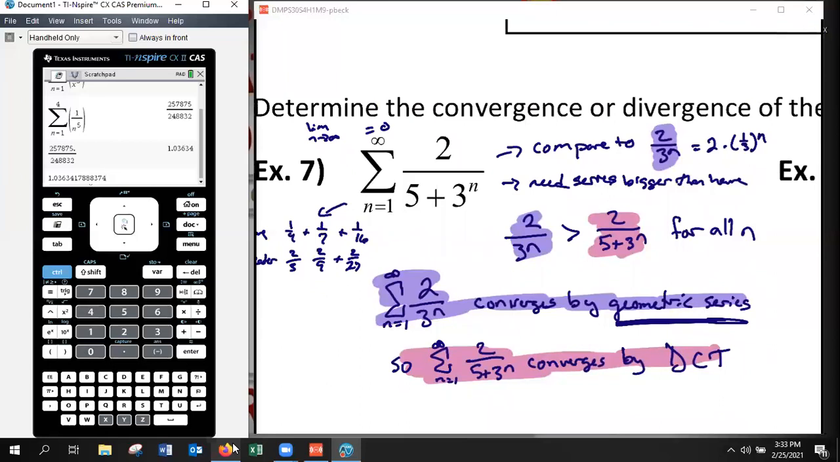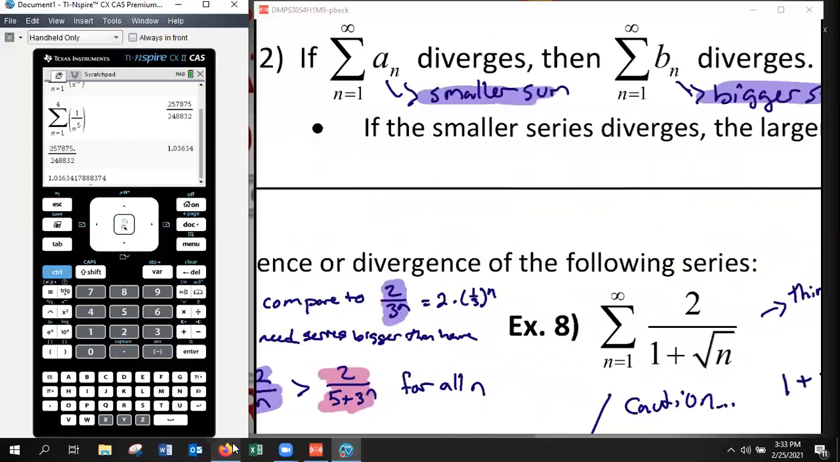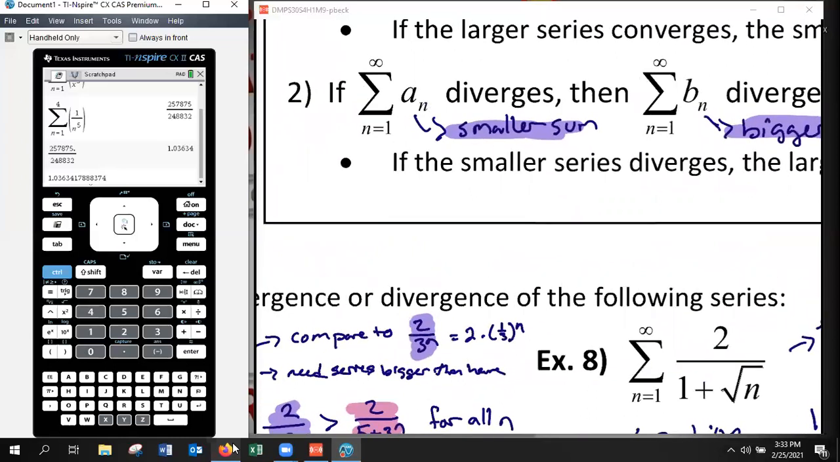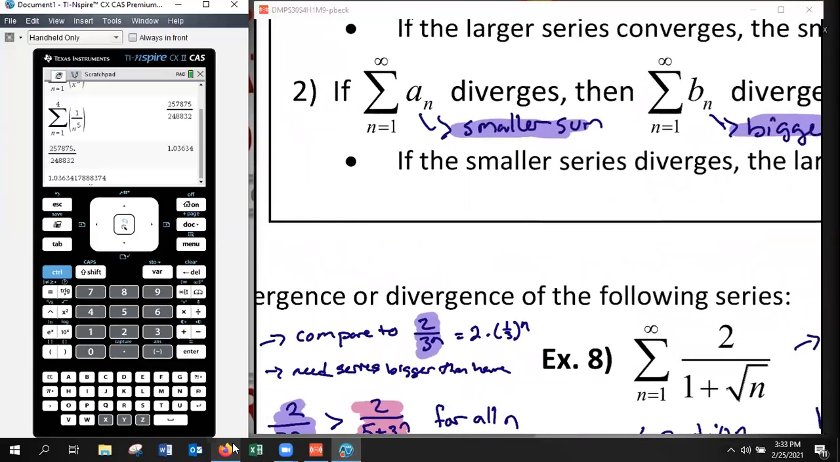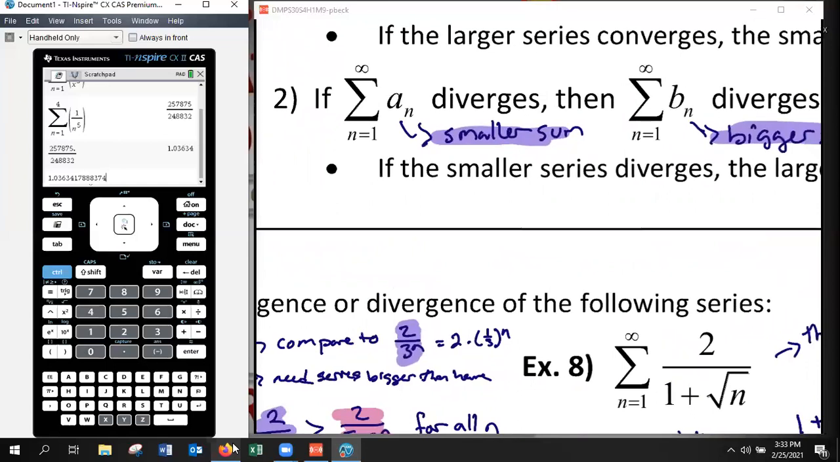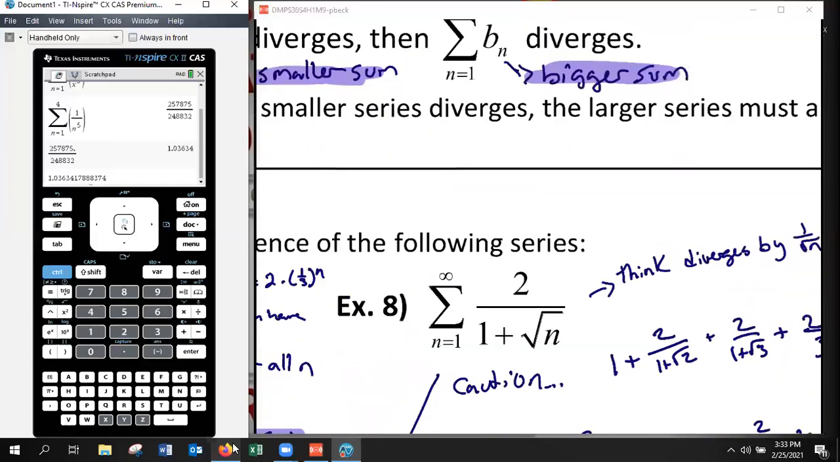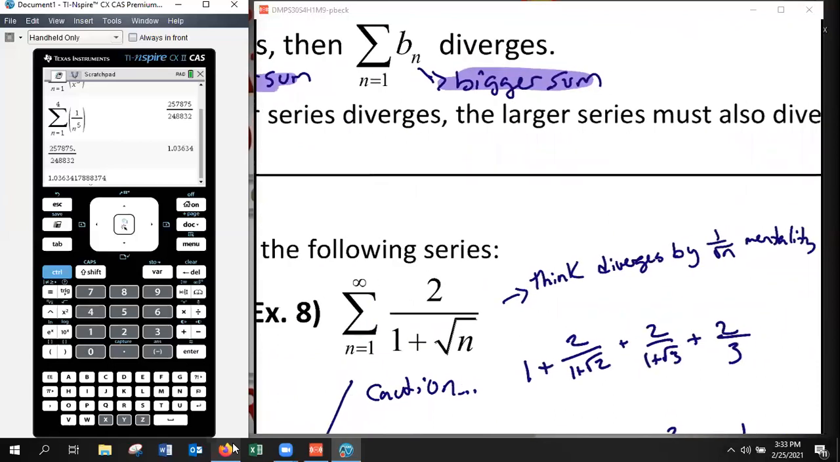If we're assuming that we have divergence, we have to find a smaller sum. So when I look at example number 8, I want to know, does this converge or diverge? I need to have some kind of instinct about what's going to happen here. So if I look at 2 over 1 plus the square root of n, this kind of resembles a little bit of 1 over the square root of n, which diverges. And that's what I'm showing you right here.